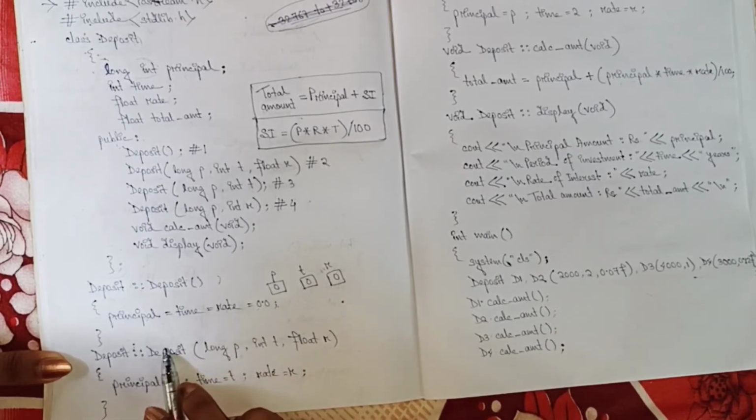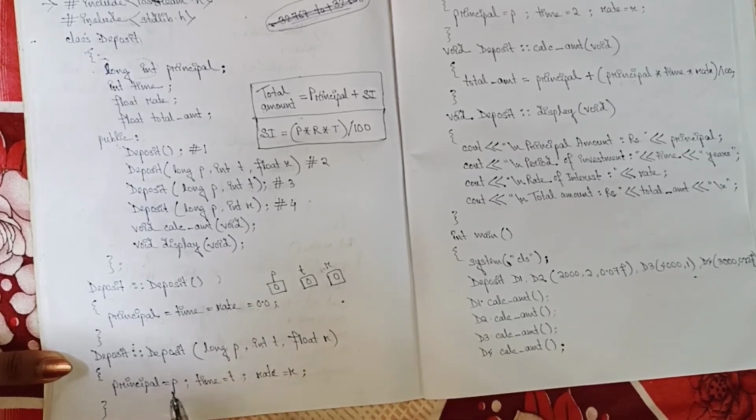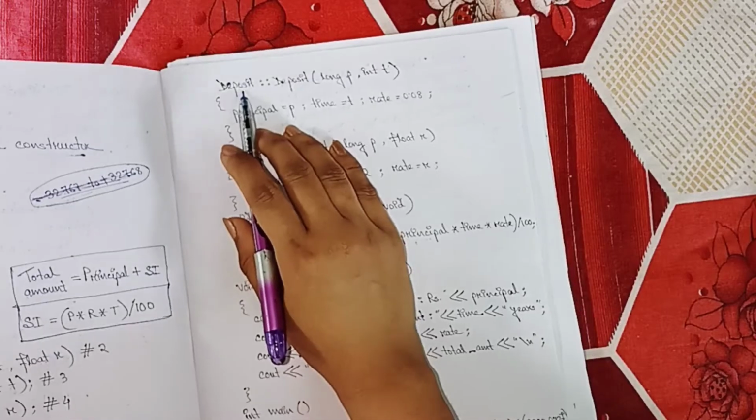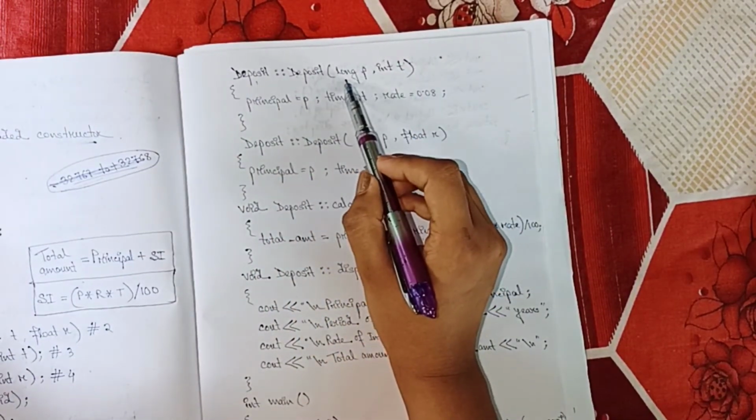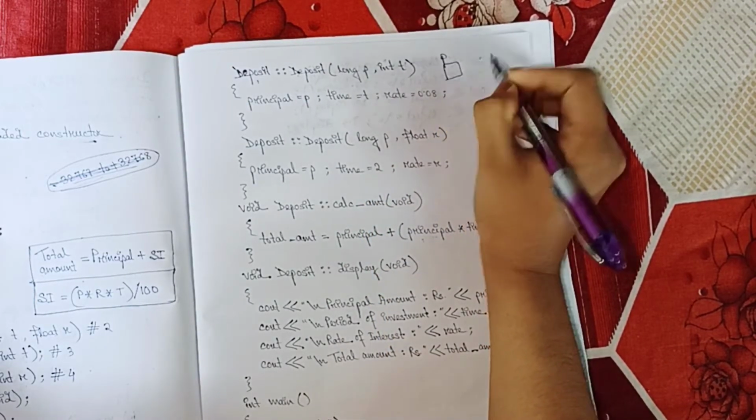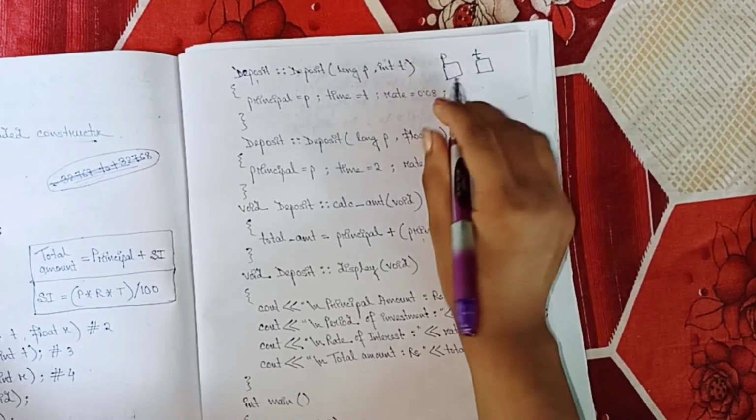That is, at the time of making the object for this constructor, the user will pass certain values. So depending on those values, the principal, time and rate will take their values. Now you come to the third constructor, which is deposit, and inside this third constructor we have written long P and int T. That is, it has only the principal's value and T's value, which will be given by the user.